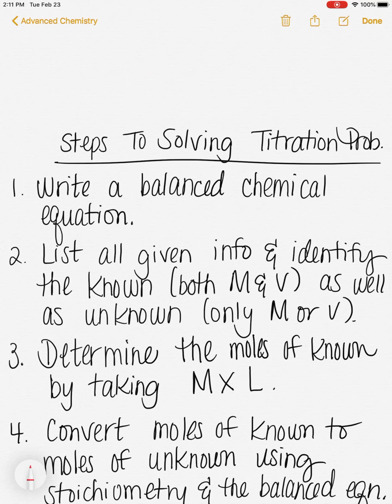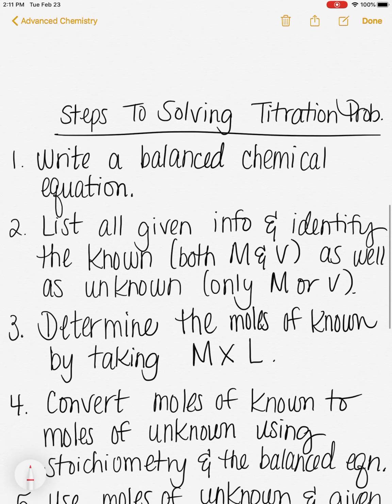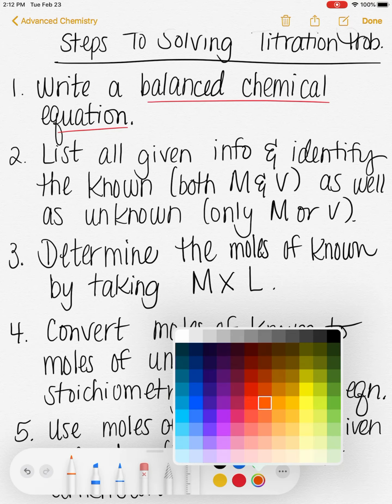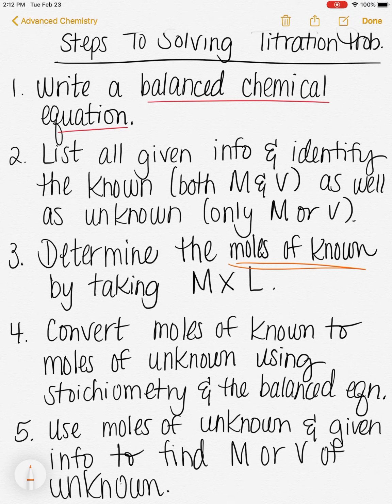let's review the steps to solving a titration problem. The first step in solving any titration problem is to write a balanced chemical equation. The second step is to determine the moles of known by taking your molarity times liters, and it is important that this does have to be in liters. You cannot use milliliters for this.